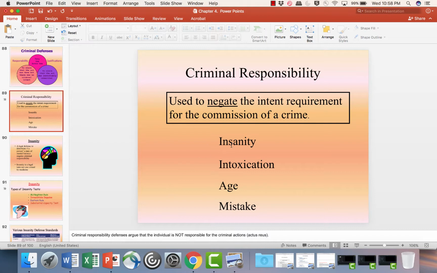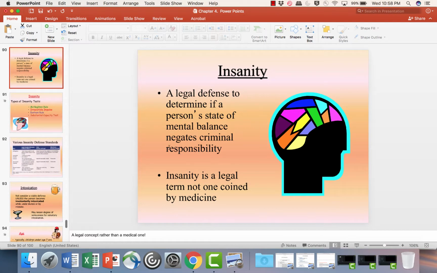And so, insanity, intoxication, age, and mistake. When we look at insanity, essentially it's a legal defense to determine if a person's state of mental balance negates criminal responsibility. That is saying that they didn't know what was happening. They could say, well, I'm insane. I didn't know that I was murdering my girlfriend when I was high on drugs, I was insane, or I went into my high school and I was temporarily insane, and that's when I shot all my peers. So just know that insanity is a legal term, it's not a medical term.